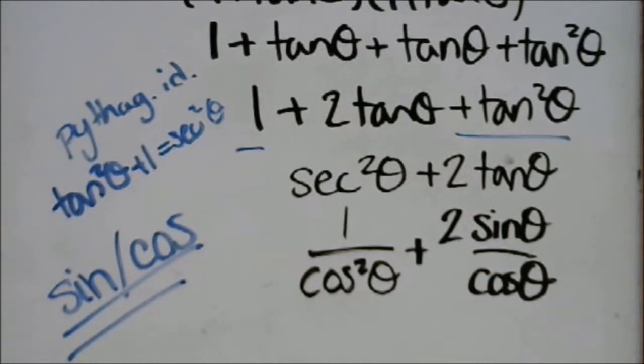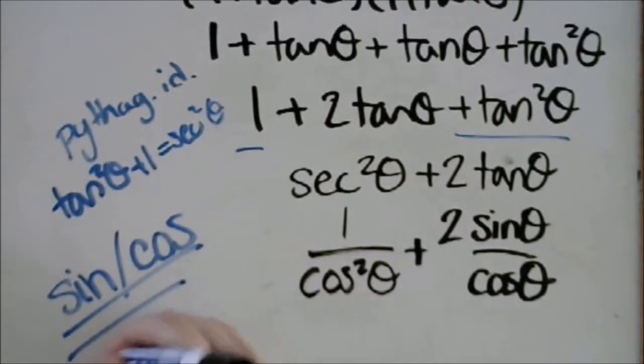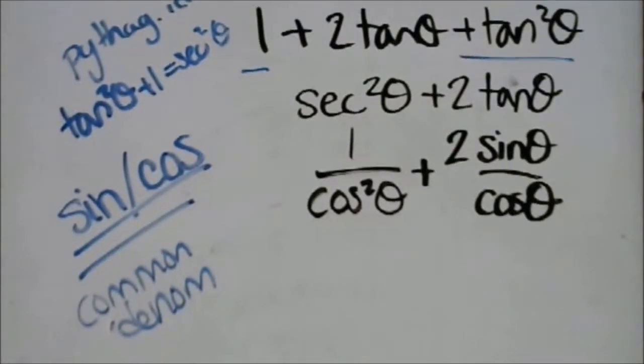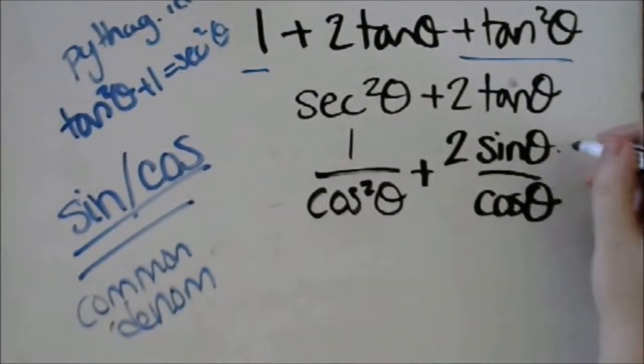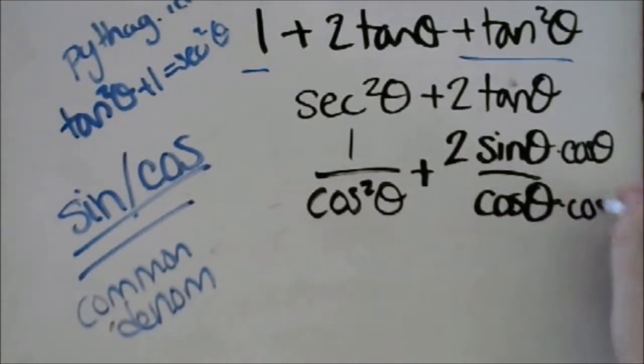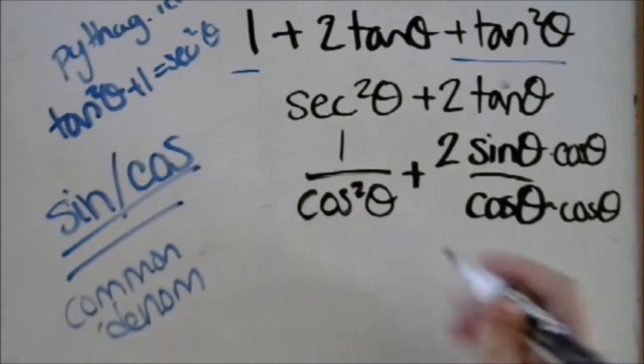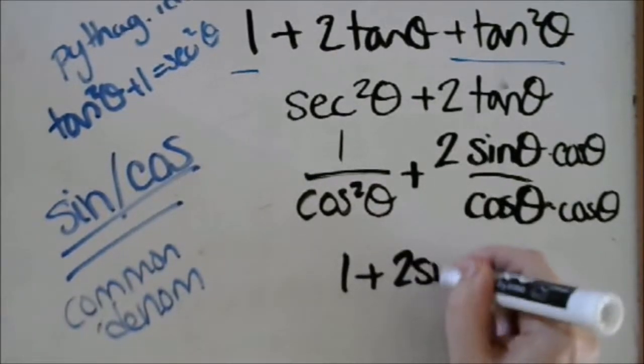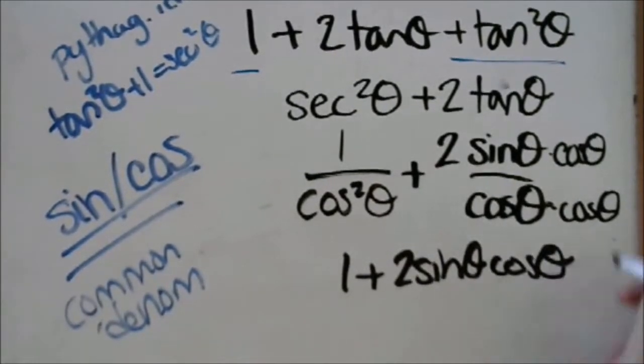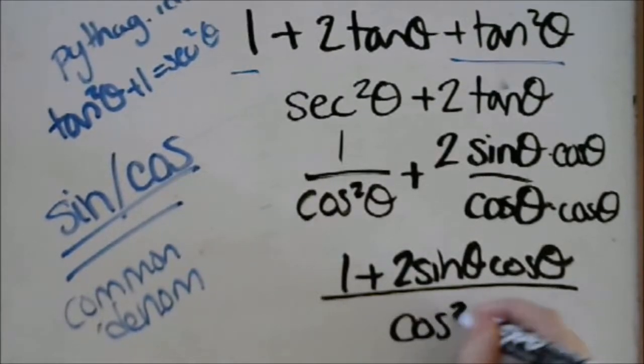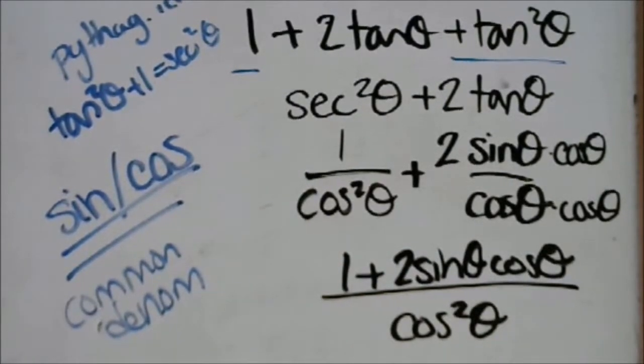From here, I can try to get a common denominator by multiplying cosine theta to the right-hand expression. And I get 1 plus 2 sine theta cosine theta over cosine squared theta. At this point, using only the identities that we're familiar with, there's not really much else we can do with this problem. And so I'm going to look back through my scratch work.